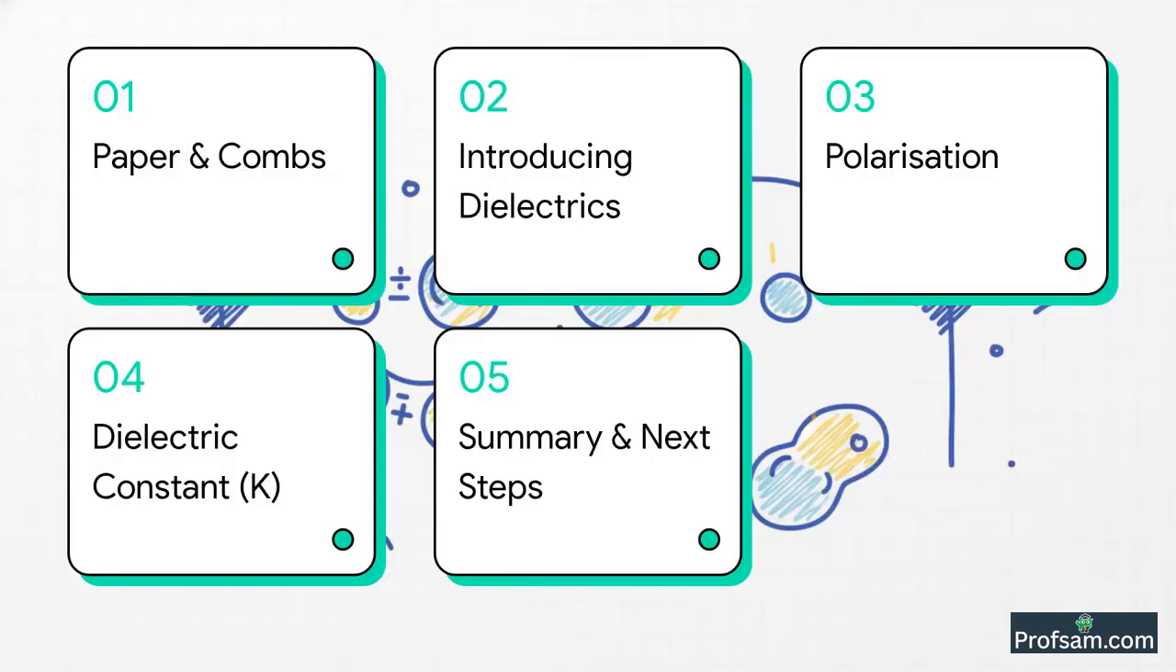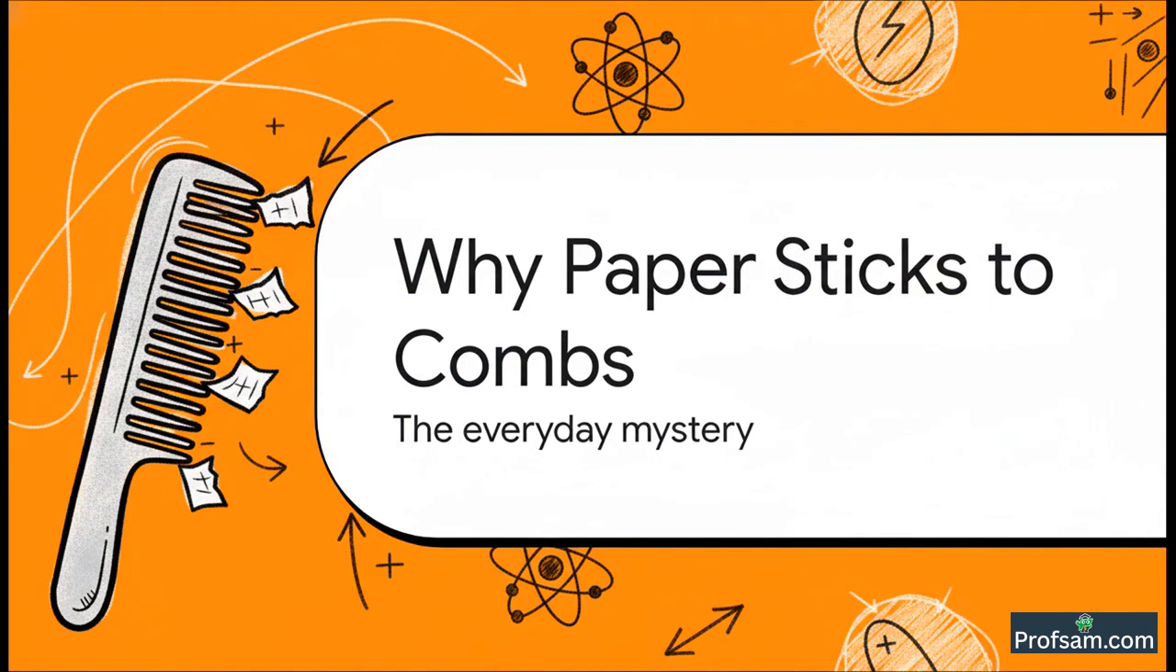Simple, hai. First, we'll start with a fun, everyday question. Why do little bits of paper stick to a comb? Then we'll get introduced to the main characters of our story today, the dielectrics. After that, we'll dive into the main process, polarization, and see what happens to atoms when they're under a bit of stress. Then we'll figure out how to measure this effect using something called the dielectric constant, K. And finally, of course, we'll wrap it all up with a quick summary and see where we go from here. Chalo, ready? Let's begin.